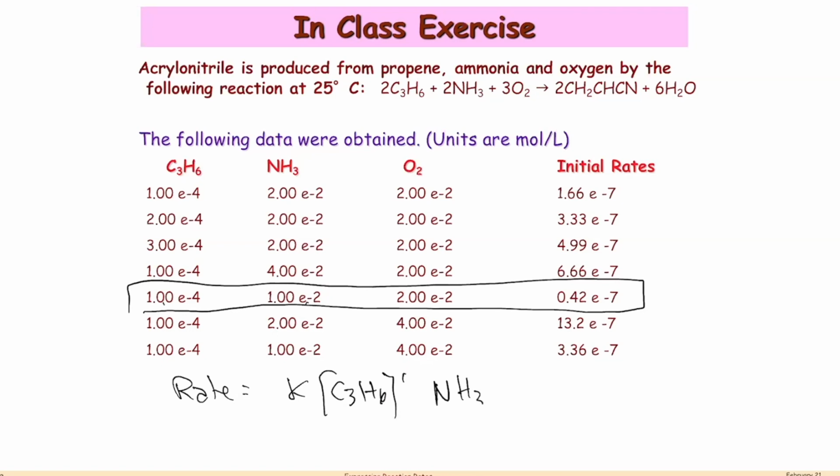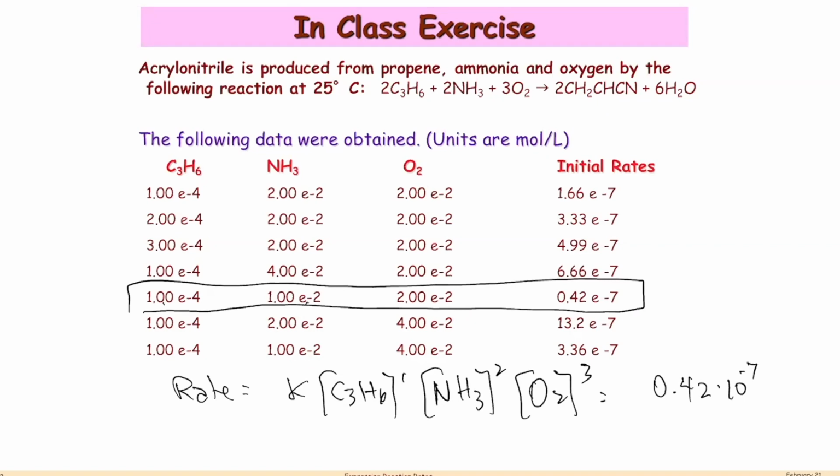NH3, we said NH3 was 2. And O2, we said O2 was 3. 1, 2, and 3. Okay. So that is the rate law in its general form. And that is equal to 0.42 times 10 to the minus 7.